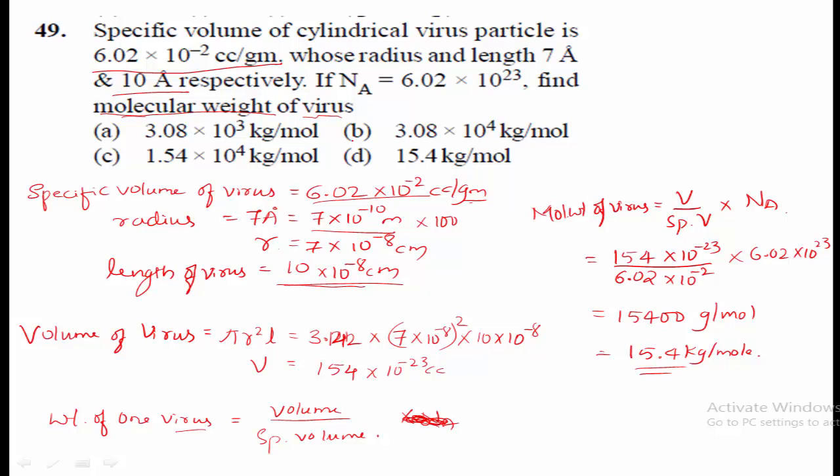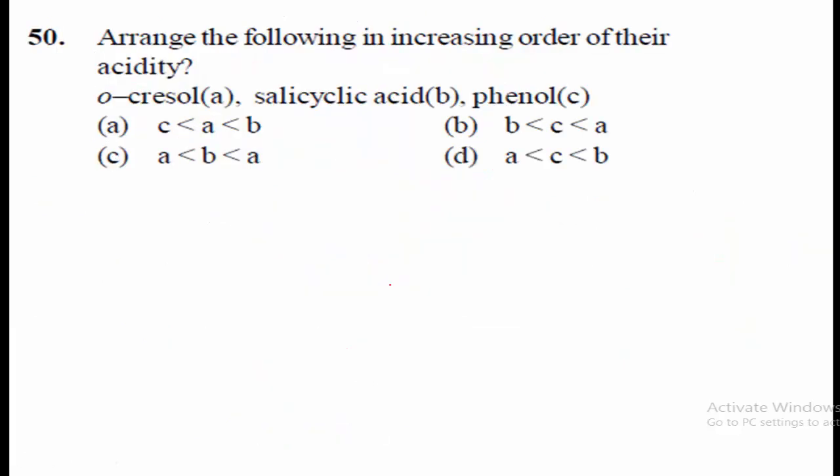Here they have given the answers. So the correct option is option D, 15.4 kg per mole. So remember this. Next, 15th question. Arrange the following in increasing order of their acidity.